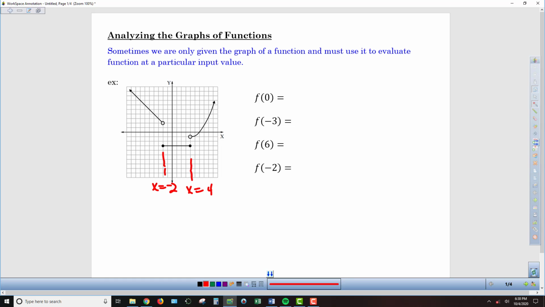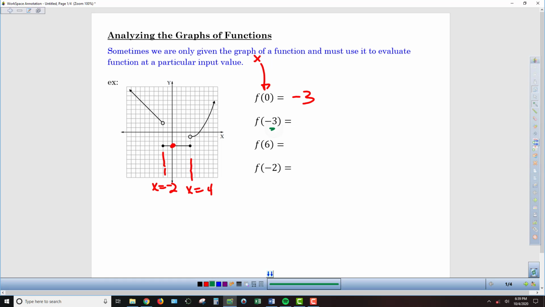In the first piece here, we're asked to find what f of 0 is. What's the output when 0 is the input? So the 0 is the x value, and I have to figure out what the y value is on the graph. I go to x equals 0, that puts me on the y-axis, and so that puts me right here. So my output is therefore -3. Without any kind of equation, I can just read this off of the graph.